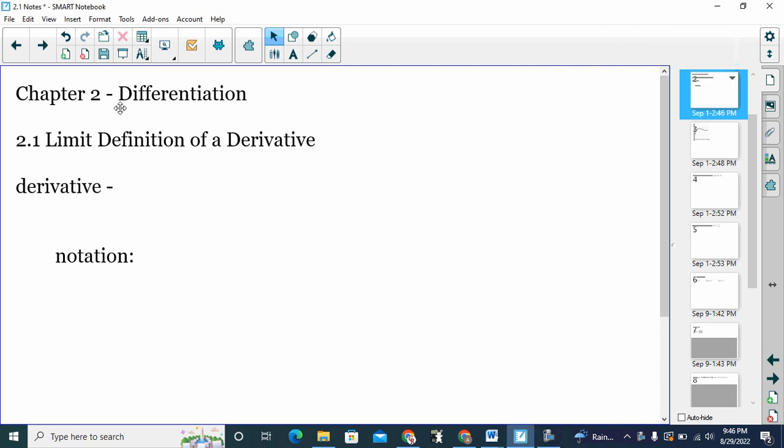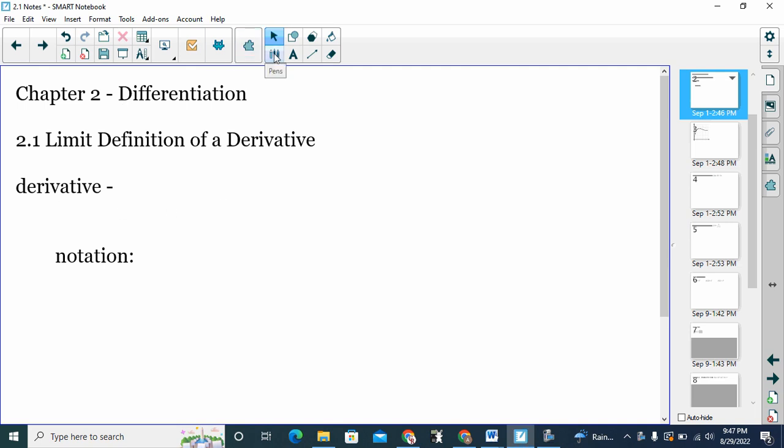Chapter 2 is all about differentiation, finding the derivative of a function. Section 2.1 is on the limit definition of a derivative. So we will define what a derivative is. We'll take a look at the notation of a derivative. We will look at how to find a derivative by using a limit process. And then we will look at a couple different rules on finding derivatives.